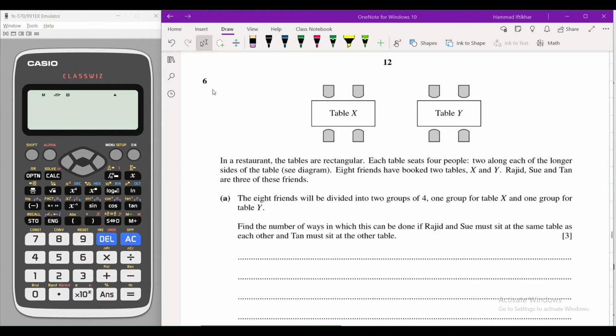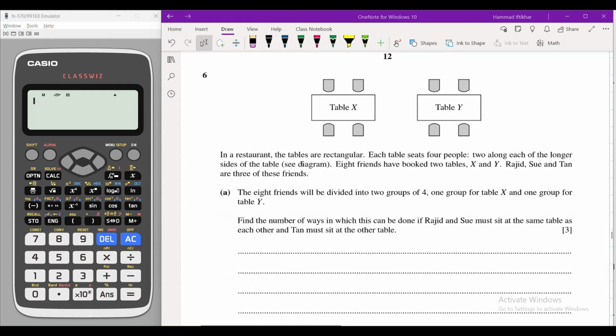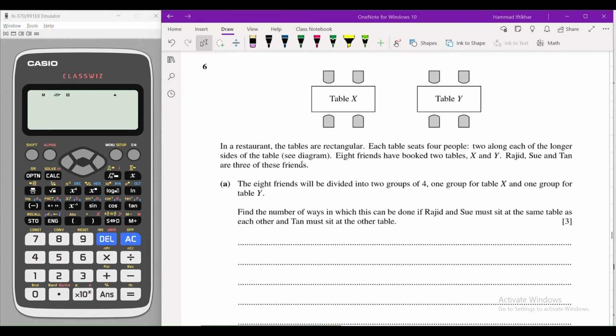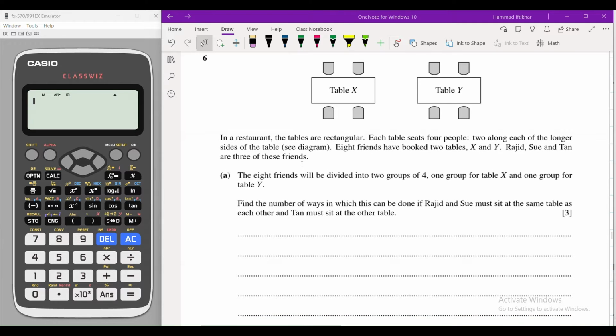Okay, so let's try this question from the October-November 2023 5-2 paper, question number 6. Let's try this tricky question. In a restaurant, tables are rectangular. Each table seats 4 people, 2 along each of the longer sides of the table.